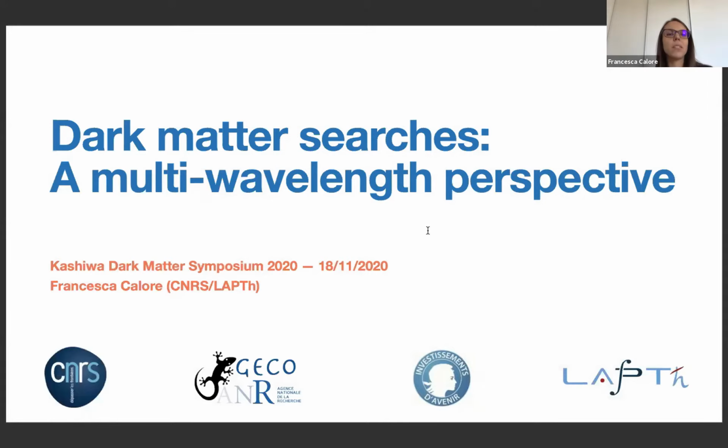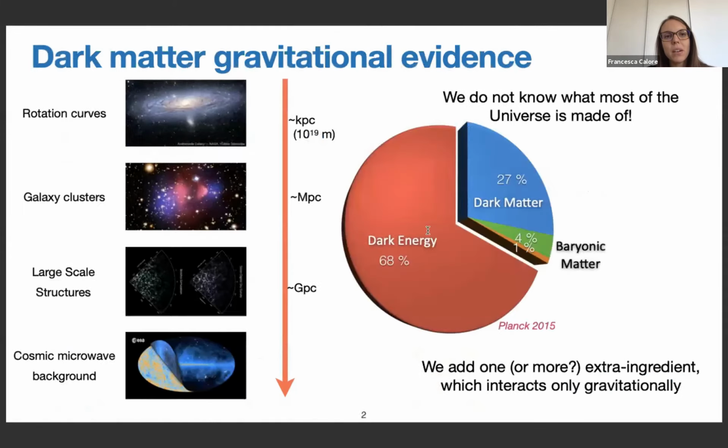I've been asked to give an overview of what our current dark matter research is, mostly focusing on what we can do with a multi-wavelength approach. So let me start from the beginning, although most of you are aware that we have overwhelming evidence for the gravitational presence of dark matter at different scales, from rotation curves of galaxies up to the very isotropic microwave background.